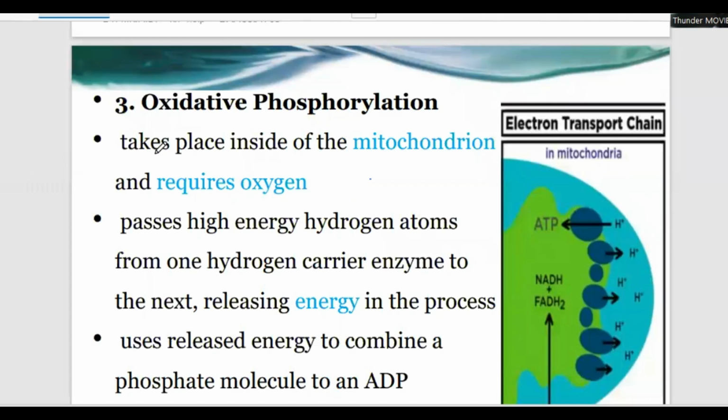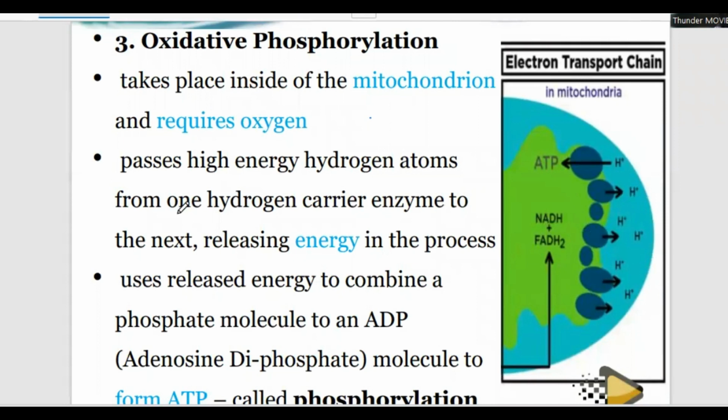oxidative phosphorylation. It takes place inside the mitochondria and requires oxygen. So it means that oxygen must be present. It passes high energy hydrogen atoms from one hydrogen carrier enzyme to the next. So what does it mean? It means that one hydrogen carrier enzyme gives it to the next one, and then the next one, like that. But during that process, energy is being released.